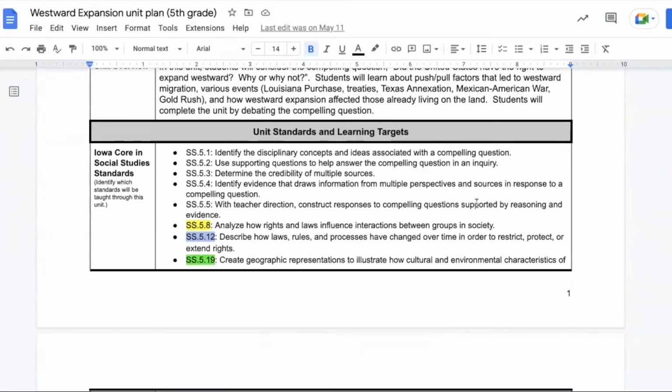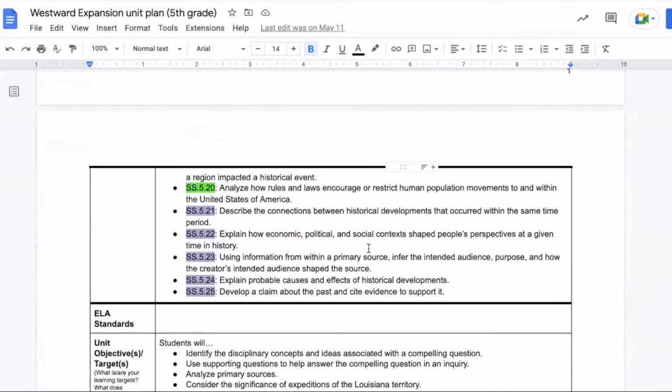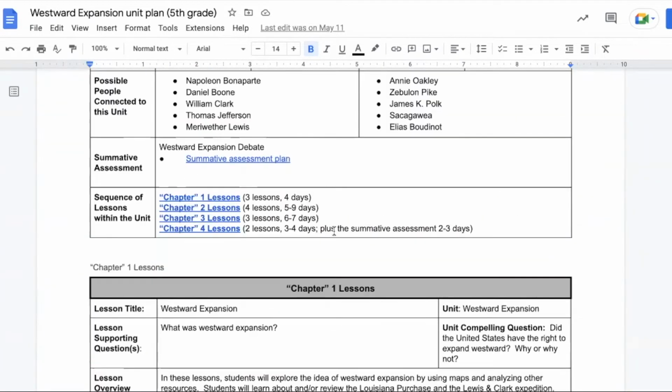This unit has quite a few inquiry standards, plus behavioral science, civics, geography, and history standards. The unit is divided into 4 chapters, 1 for each supporting question, and you can see the number of lessons and days assigned for each one here.